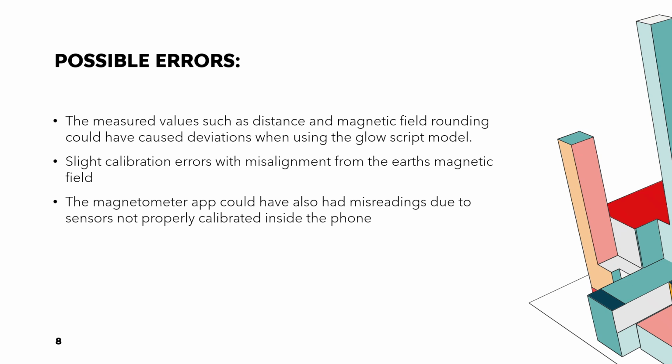Some of the other errors could have been a slight calibration issue with Earth's magnetic field, which means that the Earth would play a part in the experiment. The last issue could have been that the Magnetometer app could have had misreadings due to sensor parts not being calibrated in the phone.